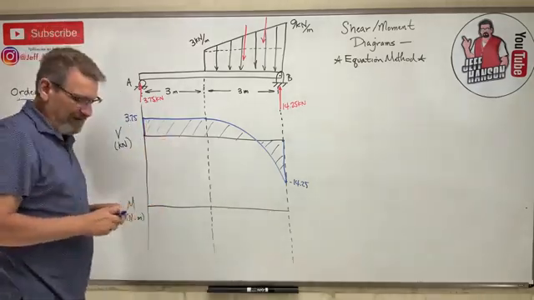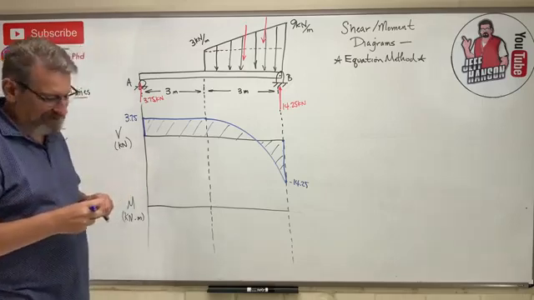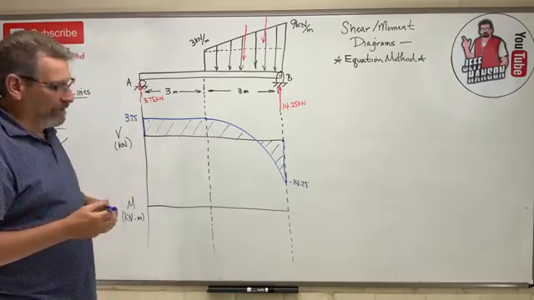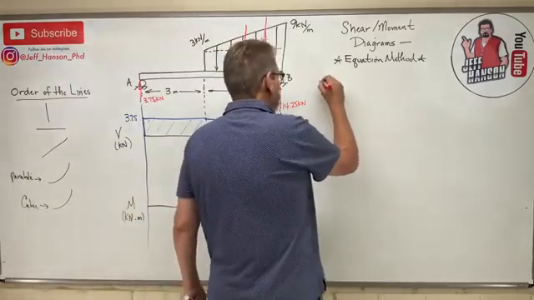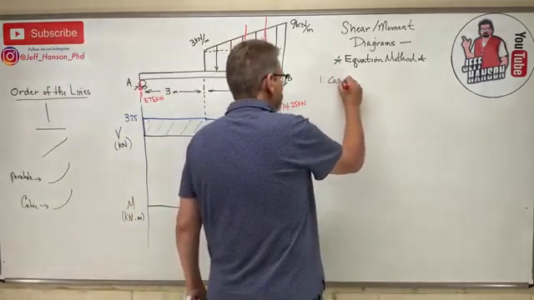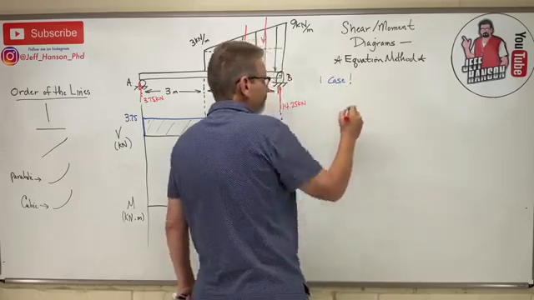So there's my V diagram. I know you're like, equation method. Pfft, this looks like every other one. This is easy, right? Okay, when do I use the equation method? Only one time. One case. And that is this.